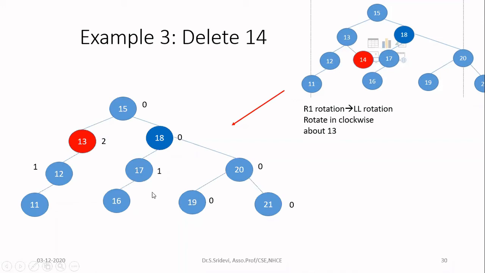Then go to this 13. This is the imbalance node. Since you have deleted from the right subtree, see the root of the left subtree of 13. So the root of the left subtree of 13 is 12 and the balance factor of 12 is 1. Therefore, I have to apply R1 rotation. If it is R1 rotation, I need to actually apply LL rotation. So what is LL rotation? You have to perform single rotation in the clockwise direction about the top imbalance node.